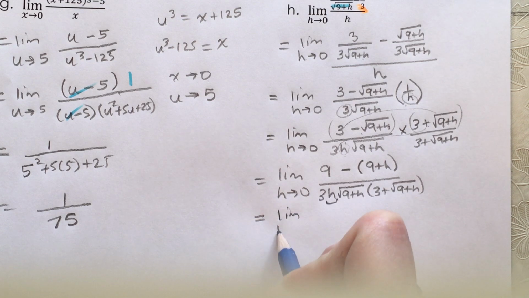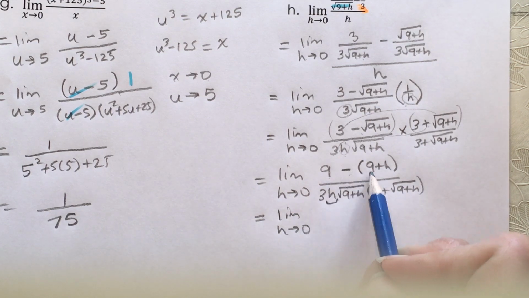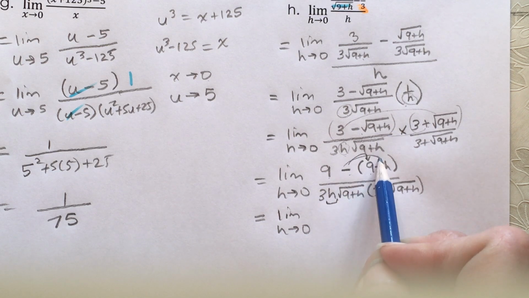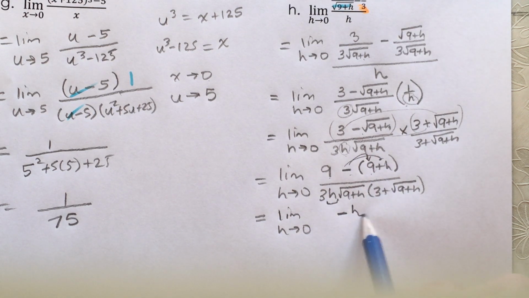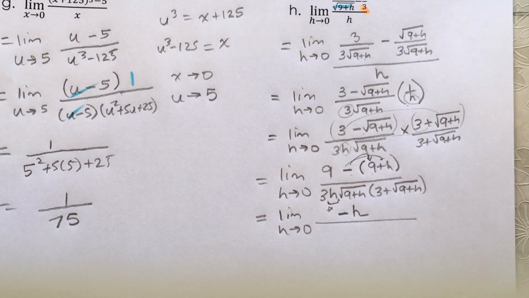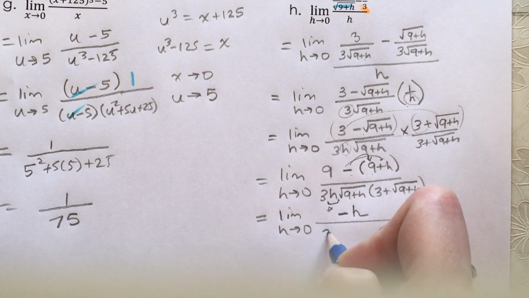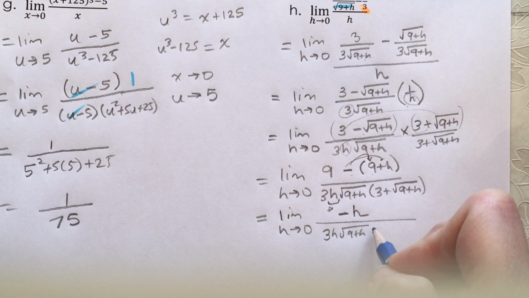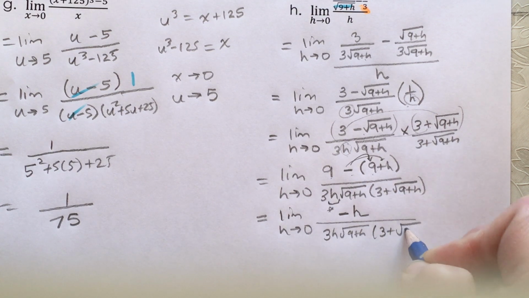So limit as h approaches 0. So 9 minus 9, that's fine. That's going to give me 0. But remember, it's distributed. So that's going to give me a negative h on top. A lot of people make a mistake in that part right there. They'll have just a positive h there, and they'll get the wrong answer. So be careful. Over 3h root 9 plus h times 3 plus root 9 plus h.